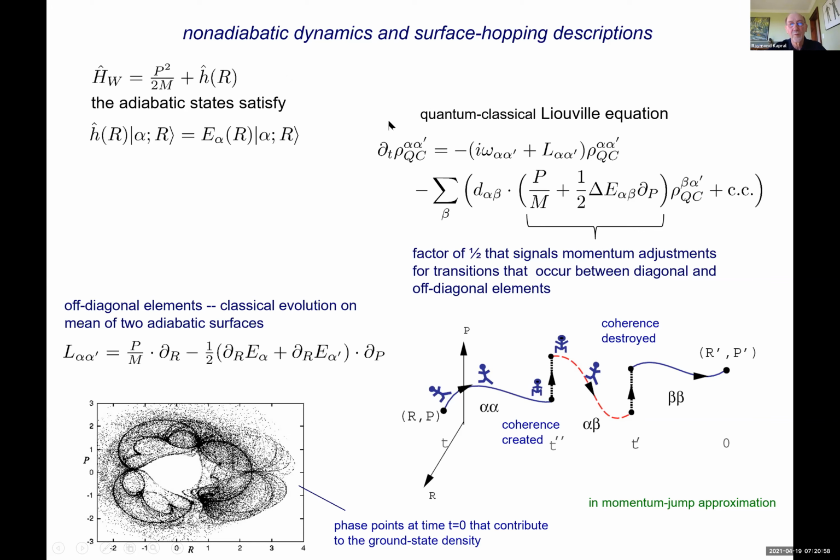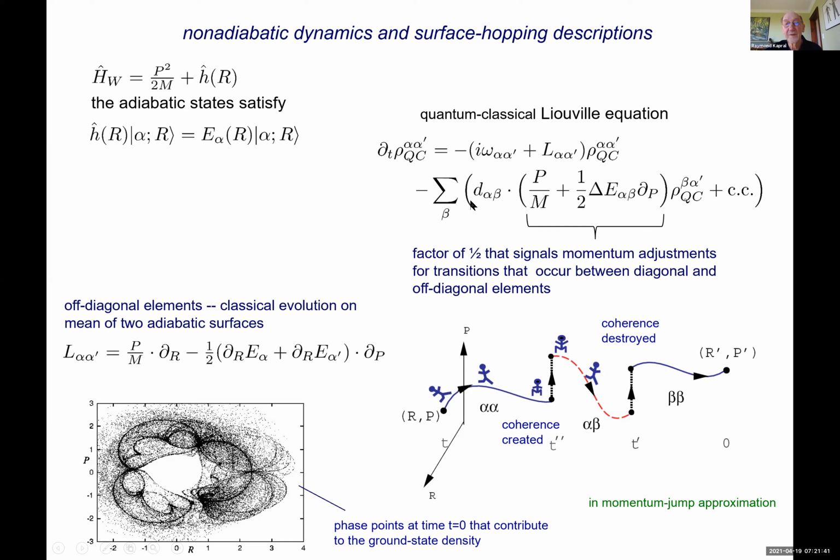So you can rewrite the quantum classical Liouville equation in this basis. It contains some pieces which are a classical-like evolution operator. You can see it involves the derivatives of the adiabatic energies. These are the Hellman-Feynman forces. If you're dealing with a diagonal element of the density matrix, this is just classical evolution on a single adiabatic surface. And if you're dealing with off-diagonal elements, then you see you have an average of the two adiabatic states and a phase factor that's just the energy gap divided by h bar.